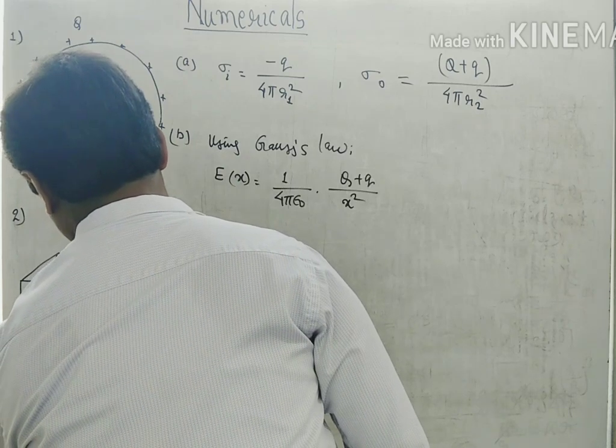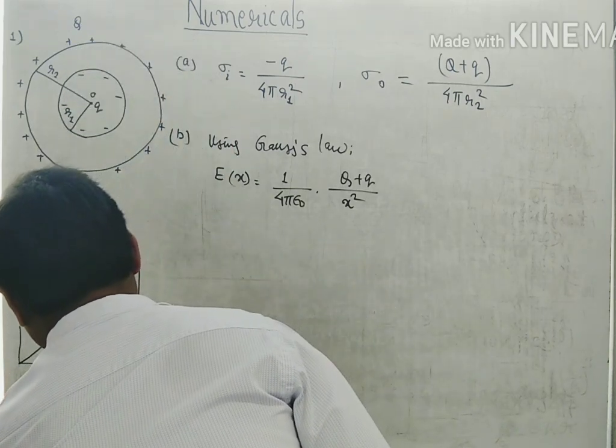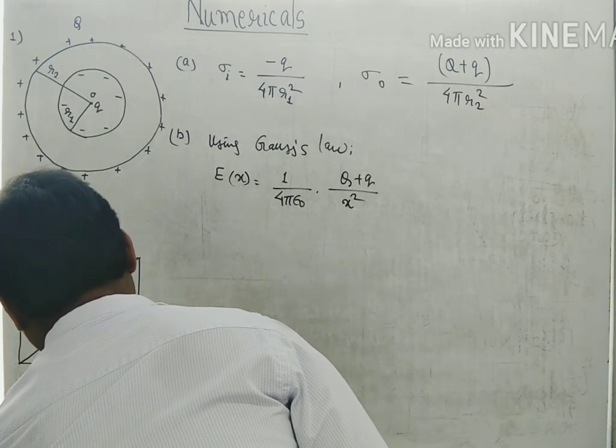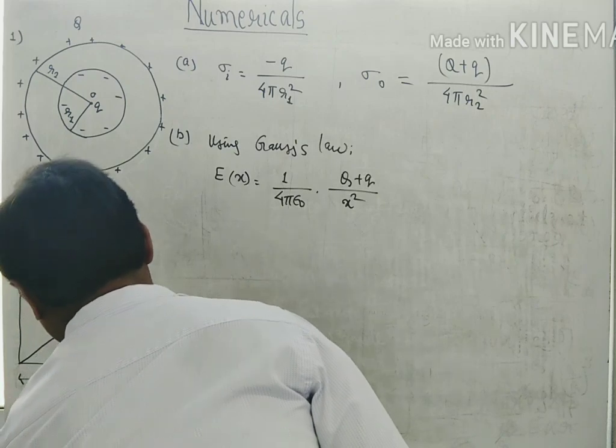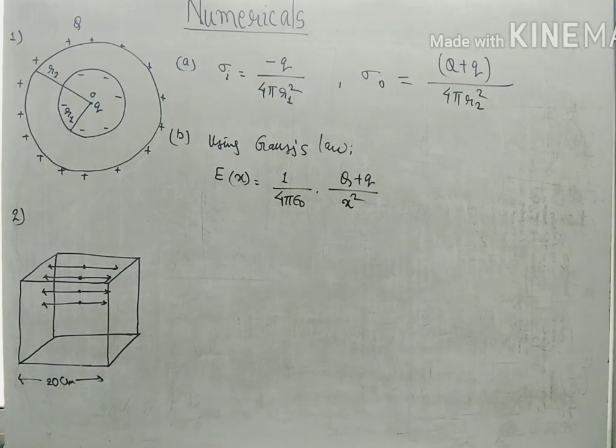Like this, these are lines of forces shown on the diagram, and the side is given to be 20 centimeter. This is the side given. Okay, fine. So as can be seen, electric lines of forces are coming outward of the cube. So obviously the charge inside the cube has to be positive in nature.